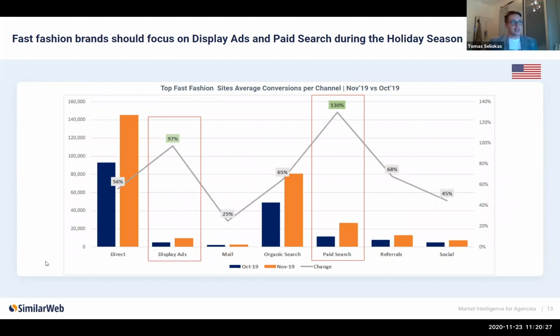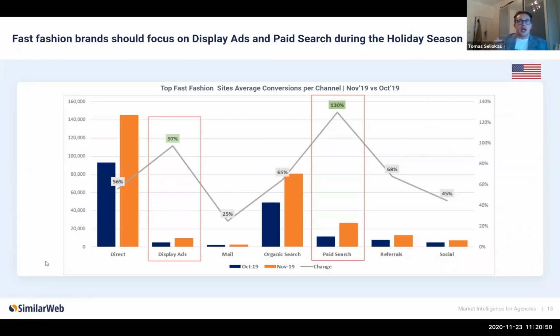So what I've done here is actually looked at aggregated average conversions for different channels and compared October to November in 2019 to understand where the growth in a category in November comes from the most. So which channels are responsible the most for the growth in November.